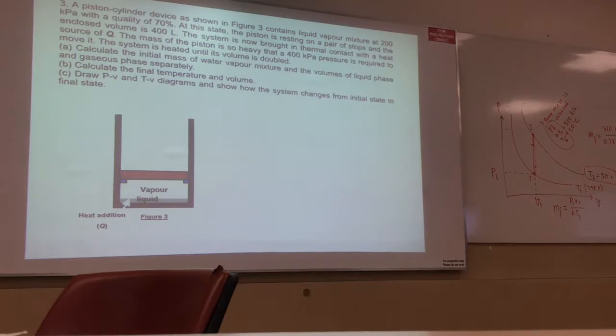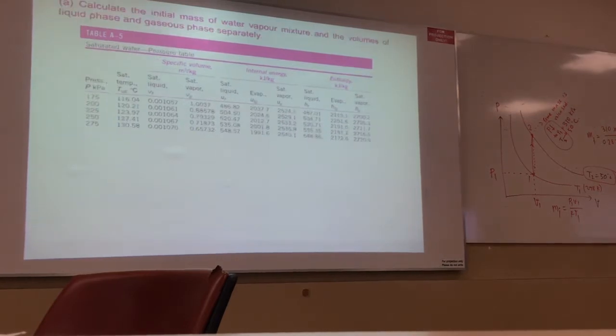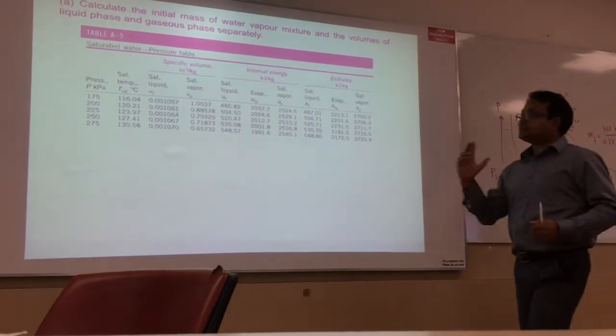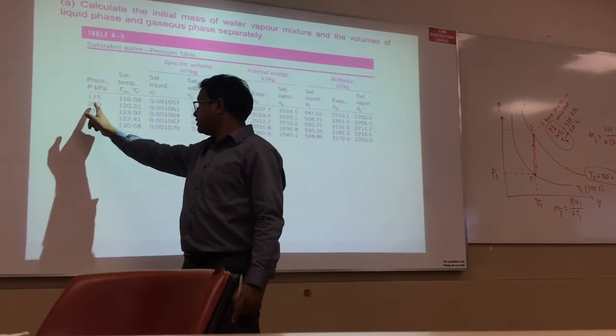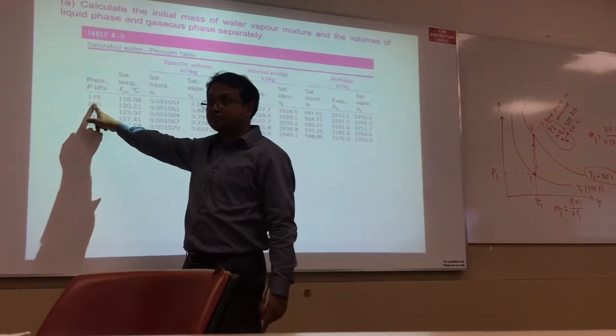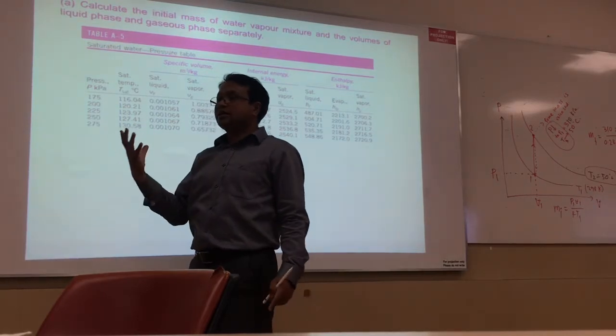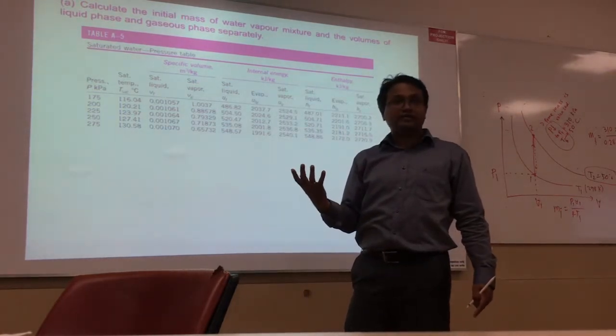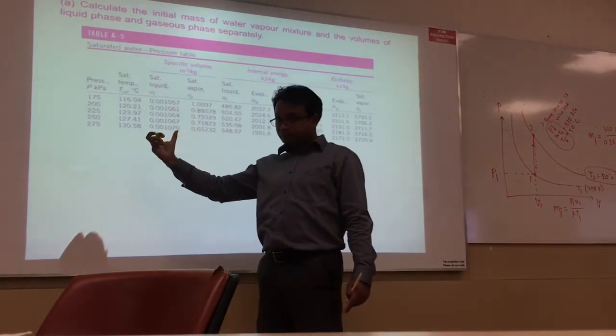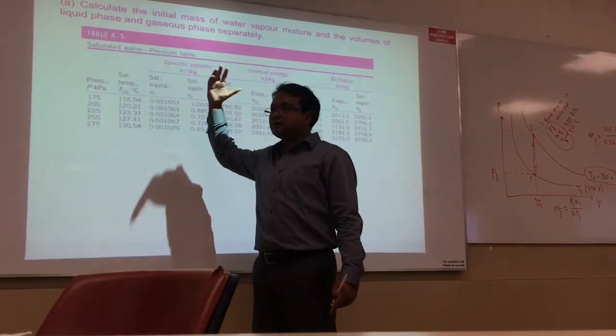So this one, I do not think is difficult. How to calculate? What is state 1? What is the pressure? 200 kilopascal. Temperature, I do not know. Another information is the quality, which is given, right? Then you can calculate V1. Then the total volume I know. Then I can calculate the mass.